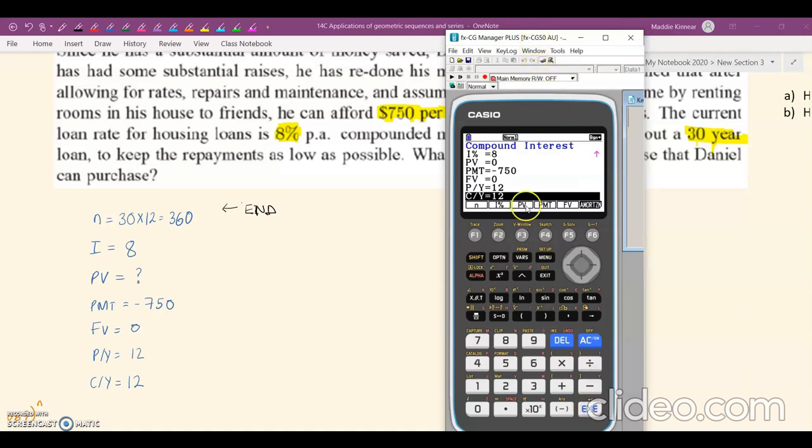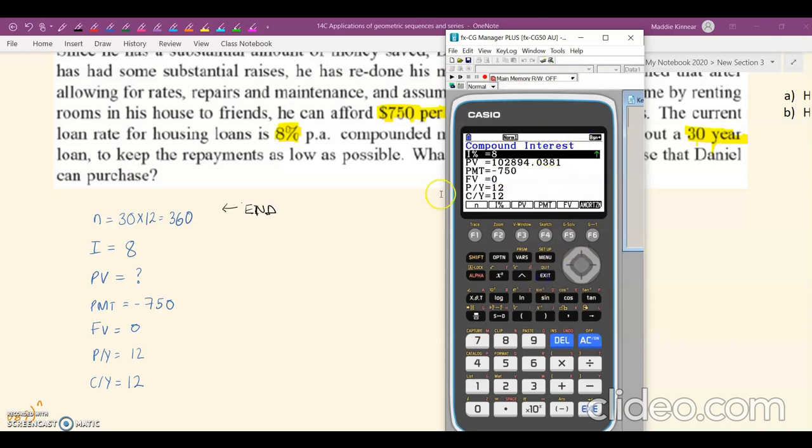So working this out then, we want to find our present value. So our present value is actually going to be $102,894. So that is the amount that he is able to borrow given this situation.